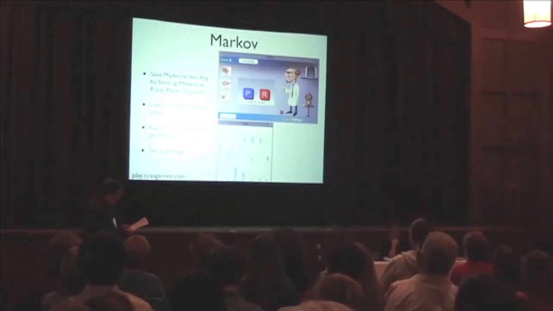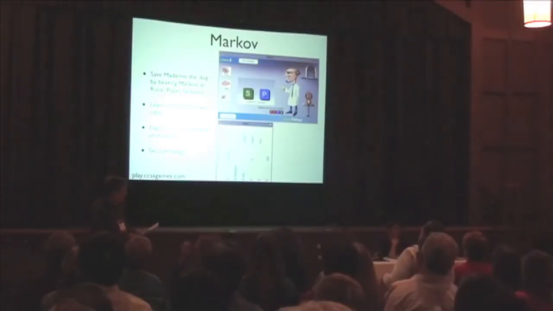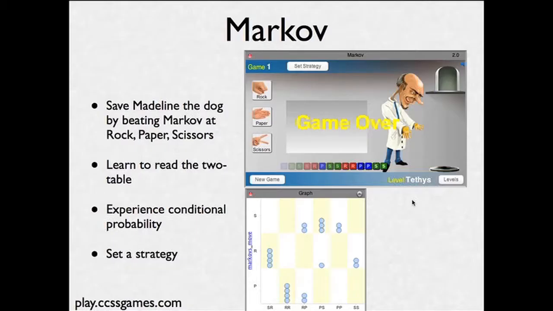To win at Markov, you have to save Madeline the dog by beating Dr. Markov at rock, paper, scissors. There are patterns to discover using a two-way table. Did I mention that Markov wins all ties?